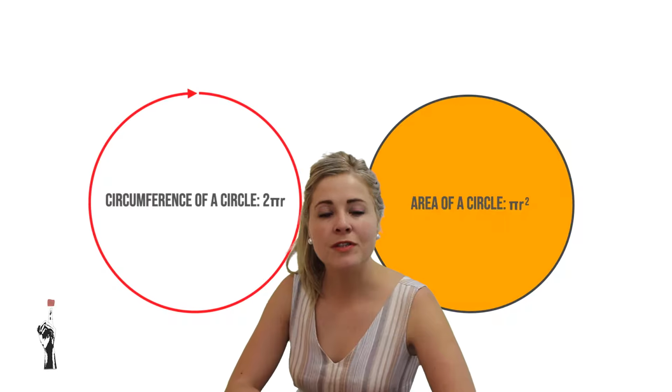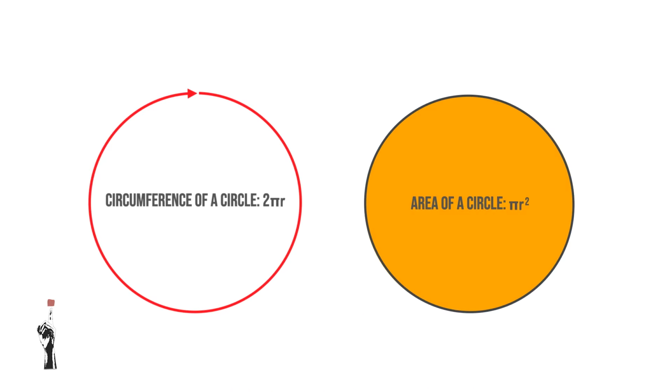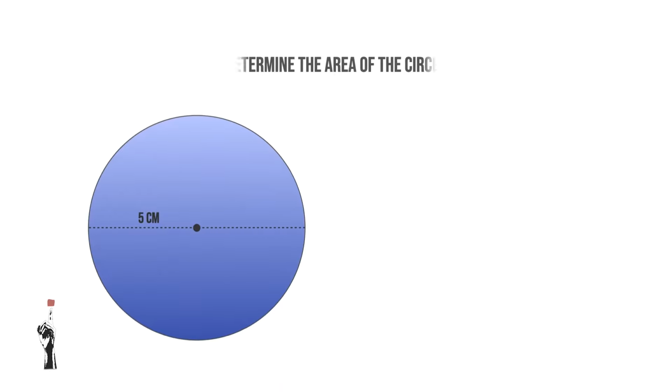It is important for you to know these formulas and to differentiate between the two of them. Know which one determines circumference and which one determines the area. Let's look at our first example for area.